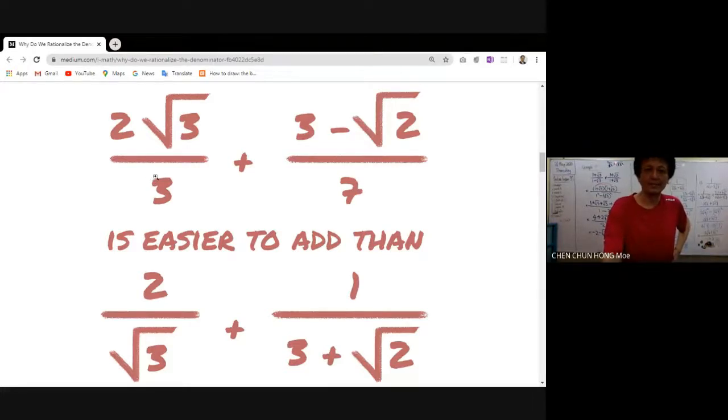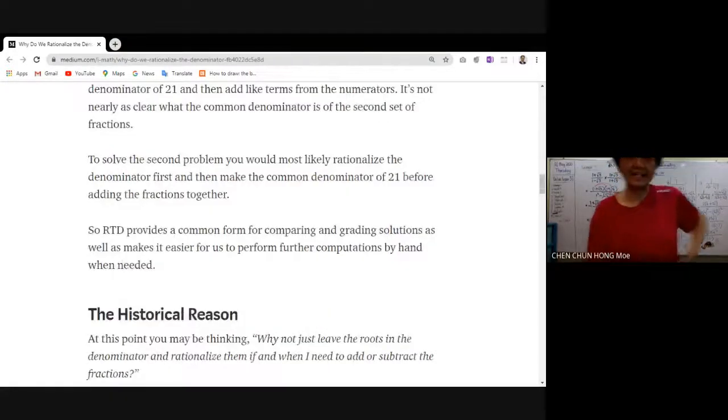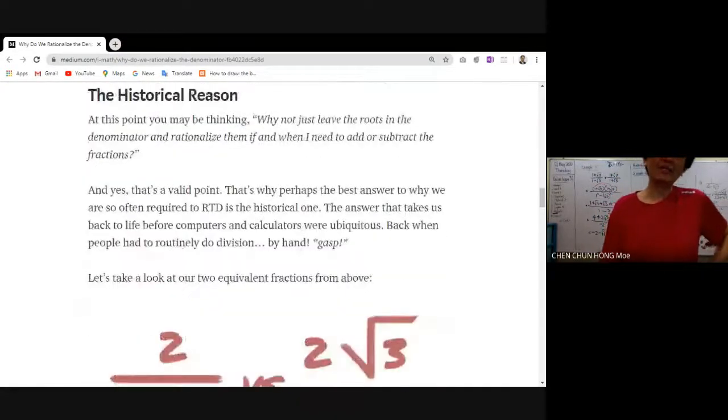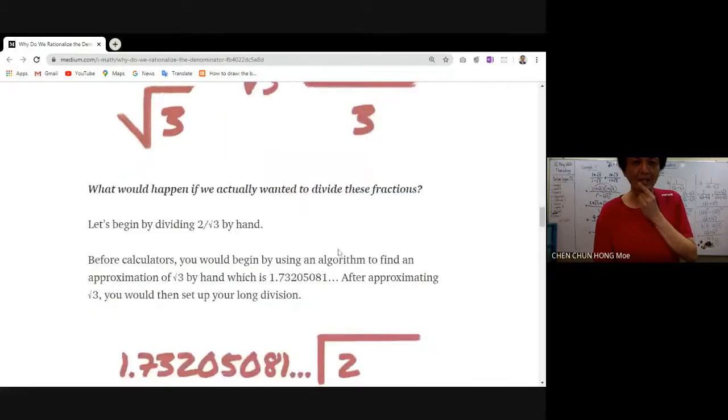All right, I can send this to you so that you can read this in a more detailed manner. Of course, there is also the historical reason: in those days, imagine you don't have a calculator. How can you do 2 divided by √3? I don't think it's possible at all. But to do 2√3 divided by 3, after RTD, it's possible to do it manually, by hand.